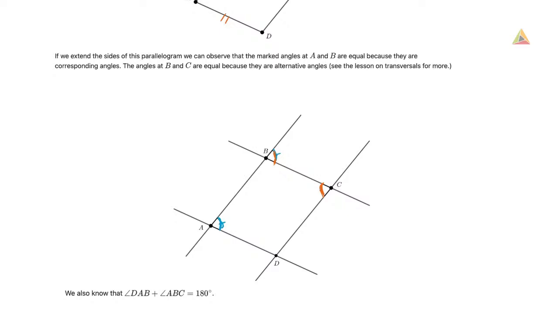And then also the angle DAB, which is this angle here. You always look at the angle in the middle. Plus the angle ABC, which is this angle here. So the angle DAB plus the angle ABC is equal to 180 degrees. The reason for that is because it's a straight angle.